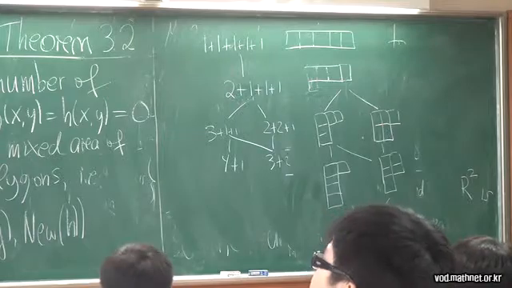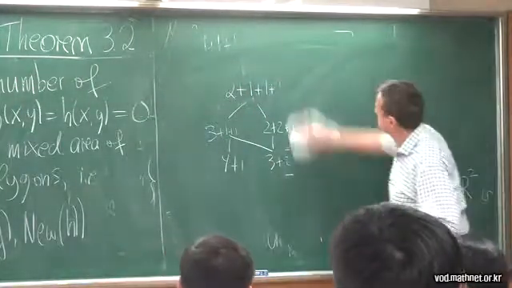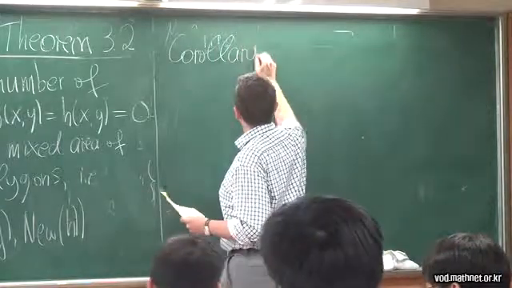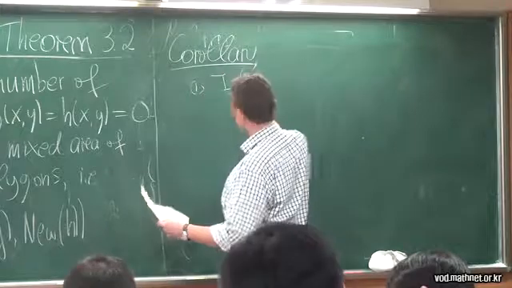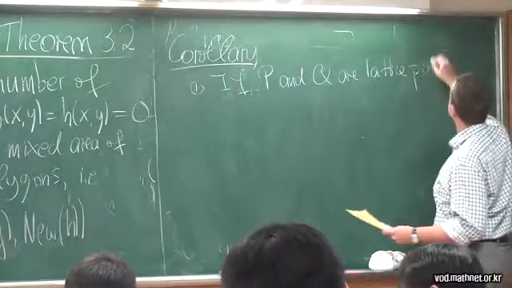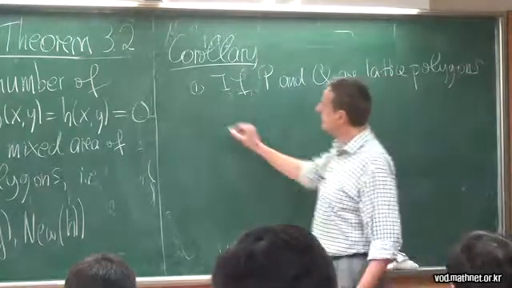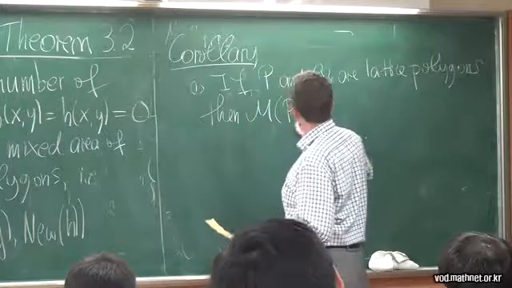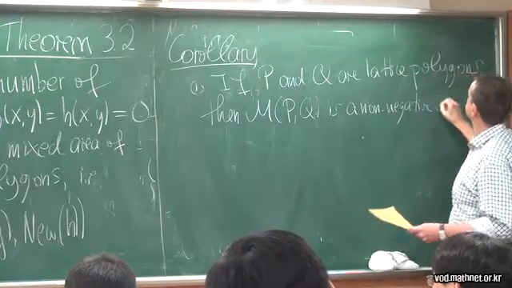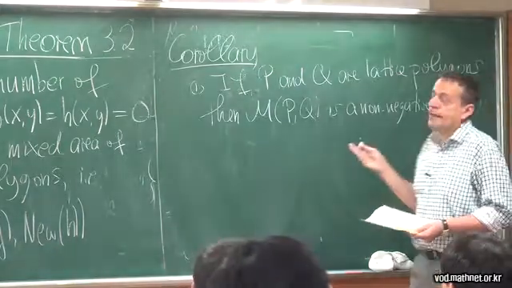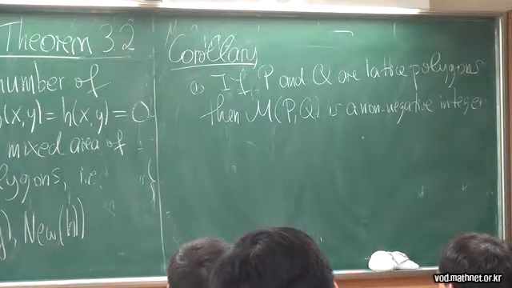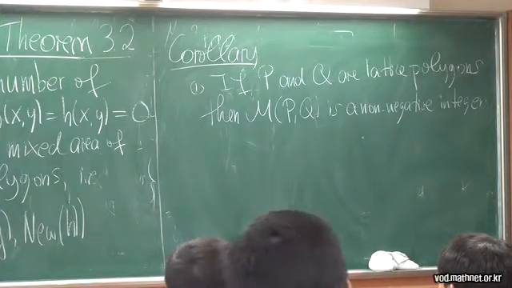Okay, so there's Bernstein. Here's two corollaries. So first corollary, if P and Q are lattice polygons, then M of P and Q is a non-negative integer. I mean, this is not clear a priori, right? Because we have the Minkowski sum, we have the area of the sum minus the sum of the areas. A priori, that's a half integer. Could be positive or negative, but a posteriori, it's a non-negative integer.